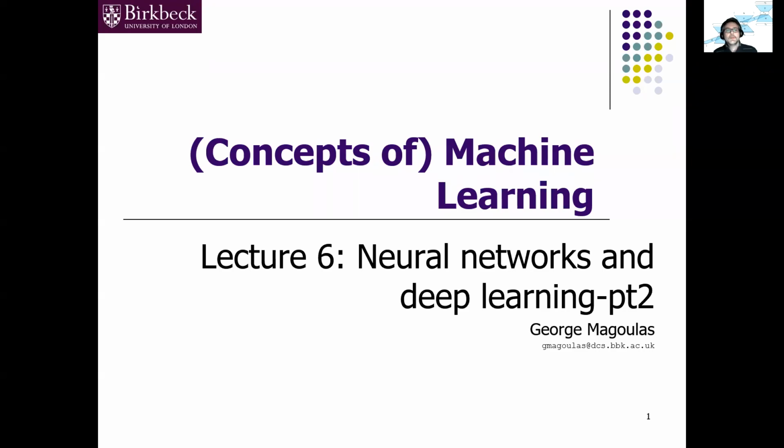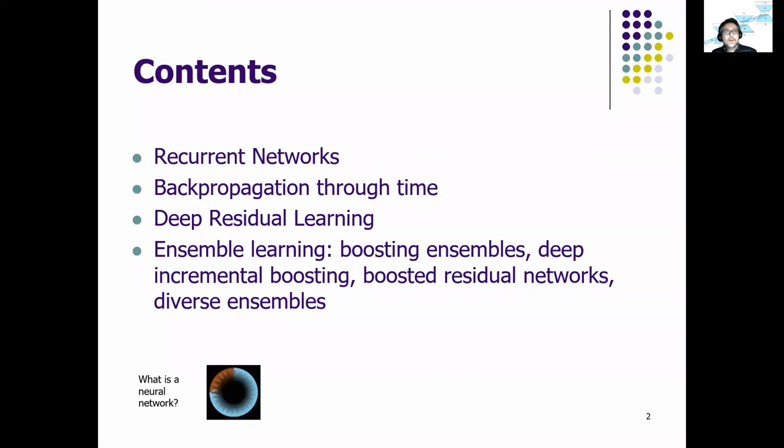Welcome everyone. This is the second part of my lecture on neural networks and deep learning. So far I covered models which follow the so-called feed-forward architecture. Data are presented at the input and then these propagate through the layers of the network. There are no other connections. So today I'm going to talk about two different models.